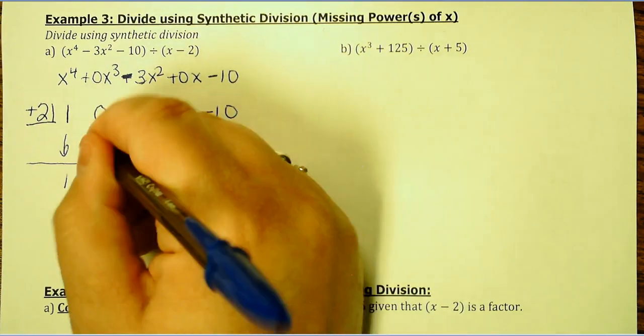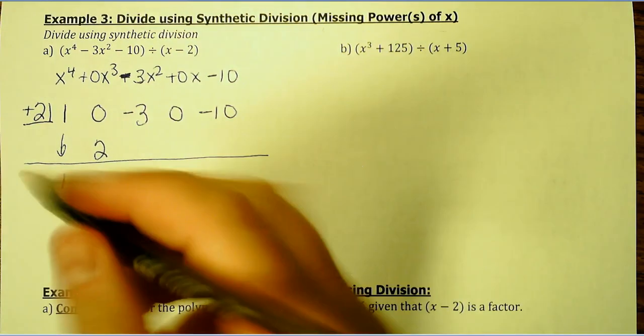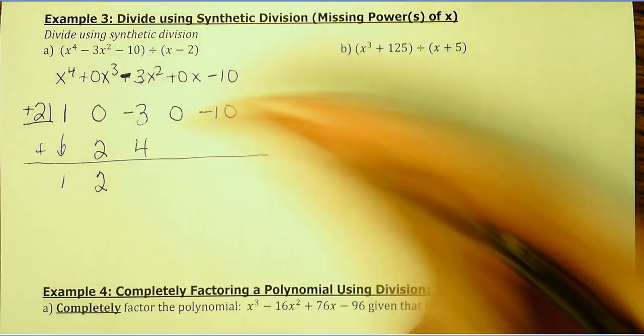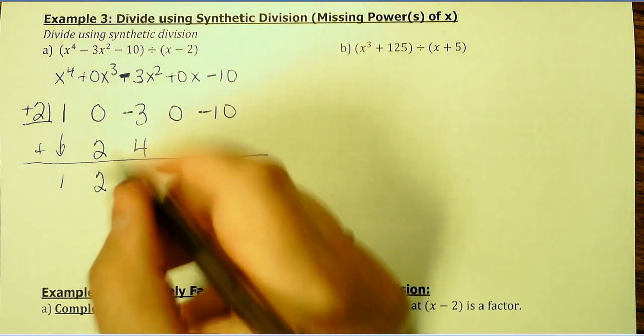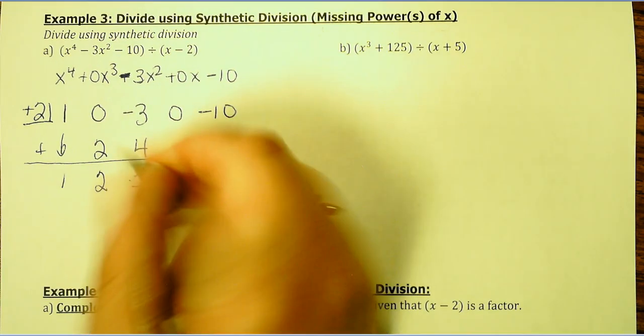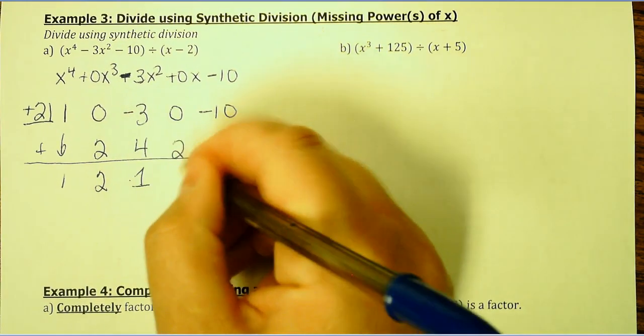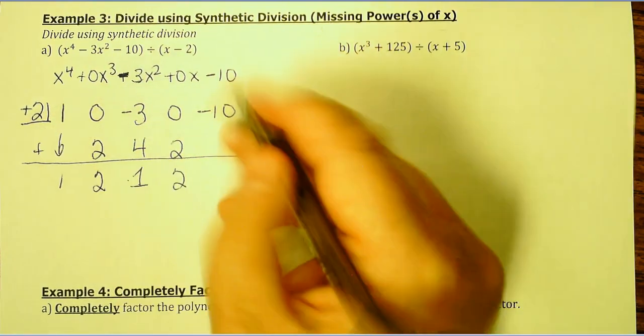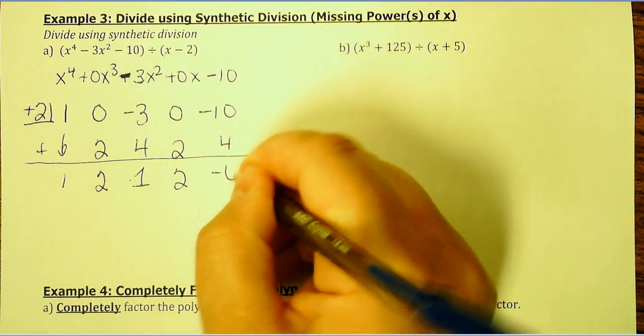Go ahead, bring down the first term. 2 times 1 is 2. That goes in the next open spot. 0 plus 2 is 2. 2 times 2 is 4. Negative 3 plus 4 is 1. 2 times 1 is 2. 0 plus 2 is 2. And then finally here, 2 times 2 is 4. And this will be negative 6.